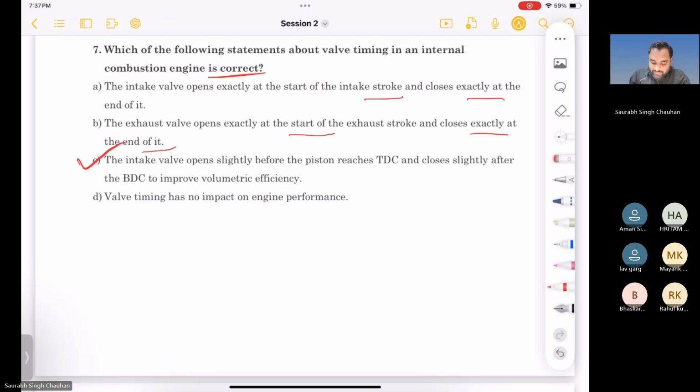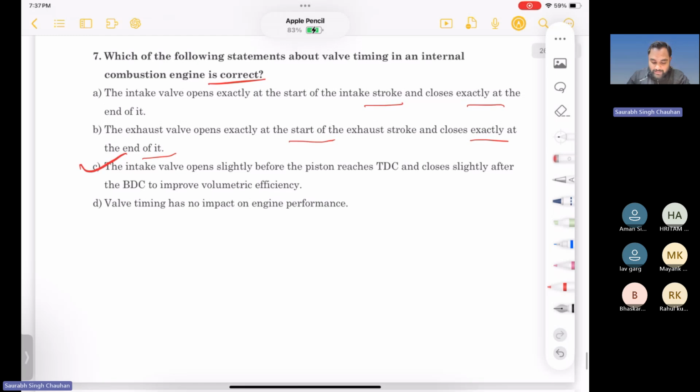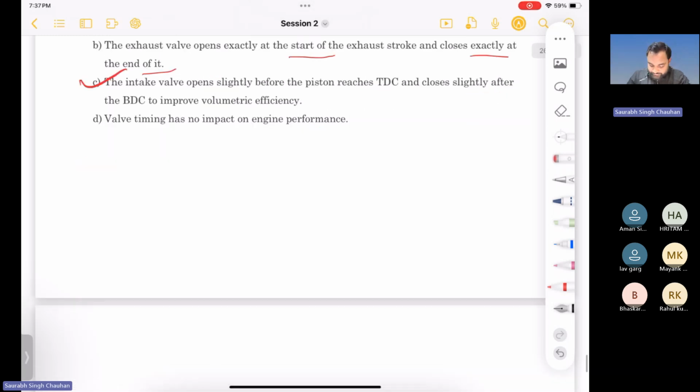So yes, the intake valve opens slightly before the piston reaches TDC and closes slightly after the BDC to improve the volumetric efficiency. So there is a certain time when both intake valve and exhaust valve are open, right? So what do you call that? Overlap period. Yes, that is called overlap. So I hope this is clear.